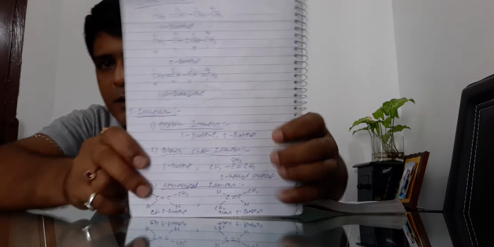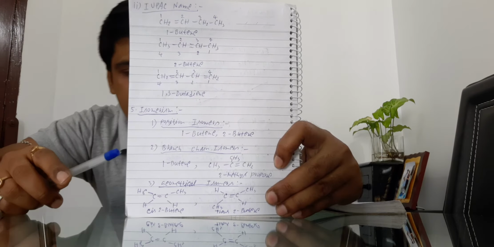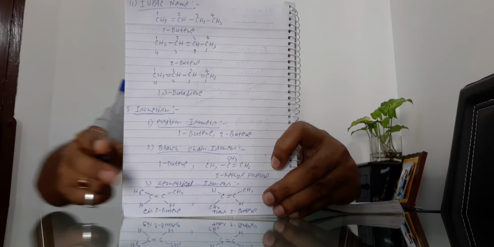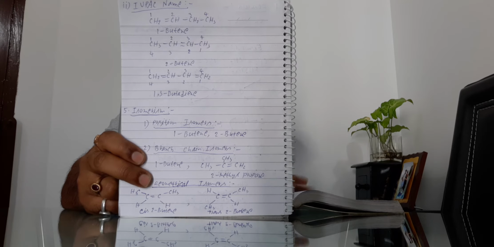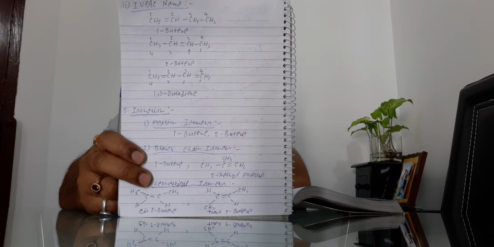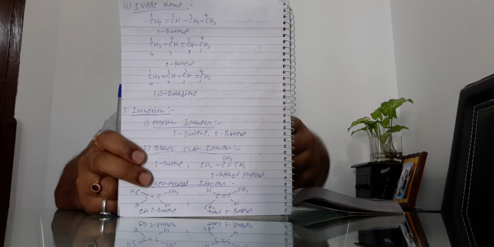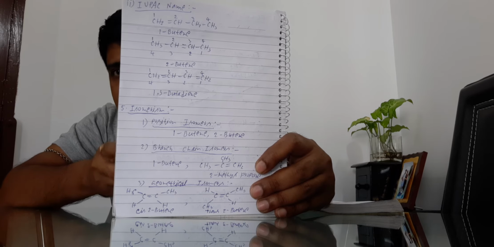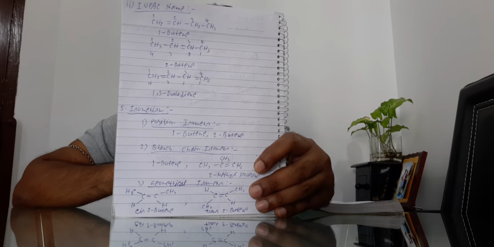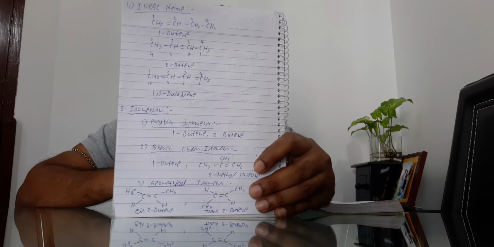Next is isomerism. There are basically three kinds of isomerism in the case of alkenes. Remember this point. Number one is the position isomer. What is the position isomer? It occurs by a difference in position. That means 1-butene and 2-butene, that is alpha butylene and beta butylene, are one example of position isomerism.